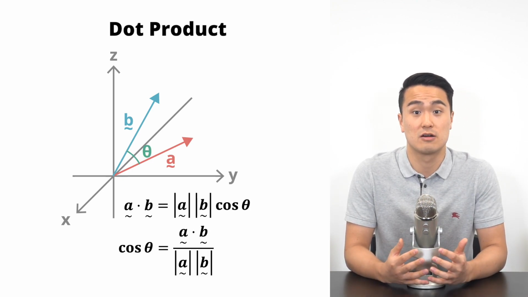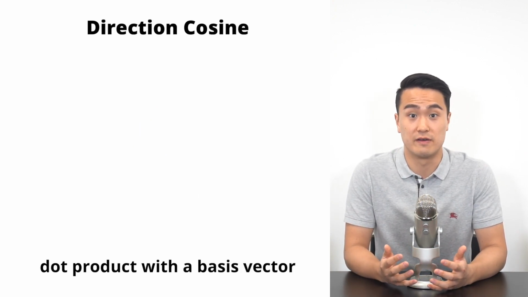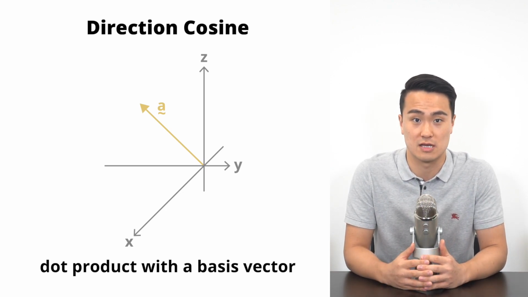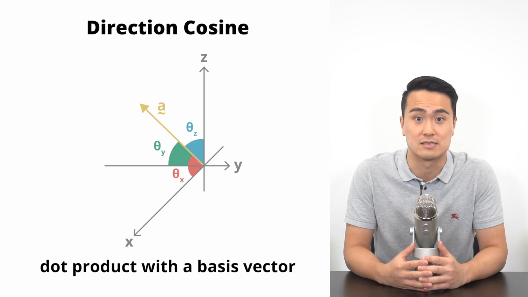Rearranging the dot product, cos theta is equal to this. If we take a dot product of a vector with a coordinate axis, then this is called a direction cosine, where theta represents the angle that a vector makes with the coordinate axis.